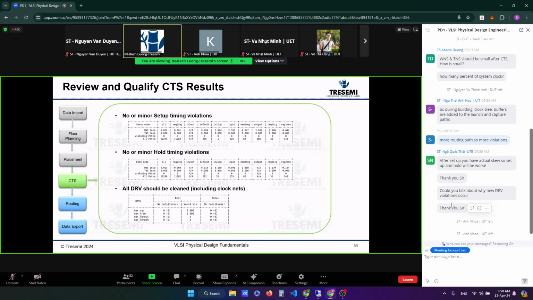As far as qualifying the CTS result, qualifying timing for setup is pretty much similar to the last stage. You make sure that it's clean, or there are only a few minor paths that show up. In this example here, for the lab I ran, it's clean. After I ran post-CTS opt, you can see here there are 0 path violations, right? Everything is positive. So this is good.